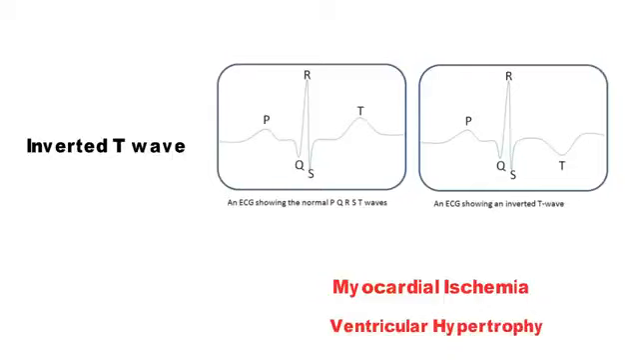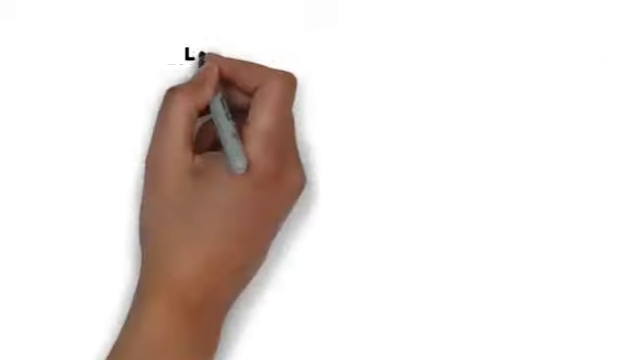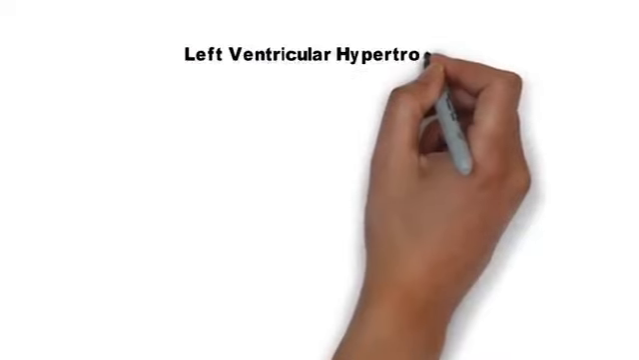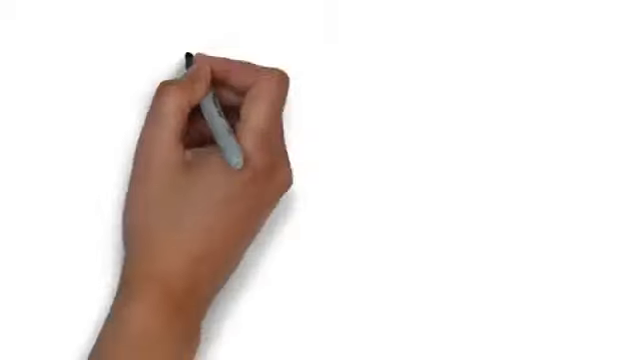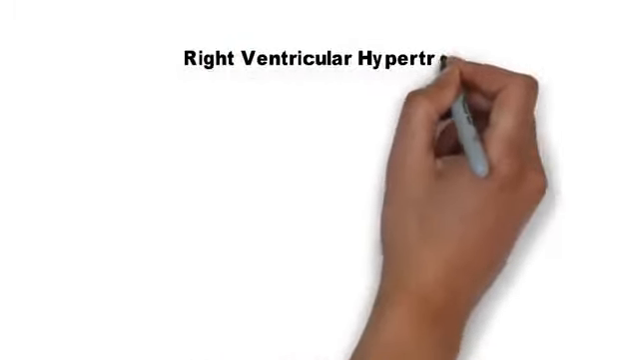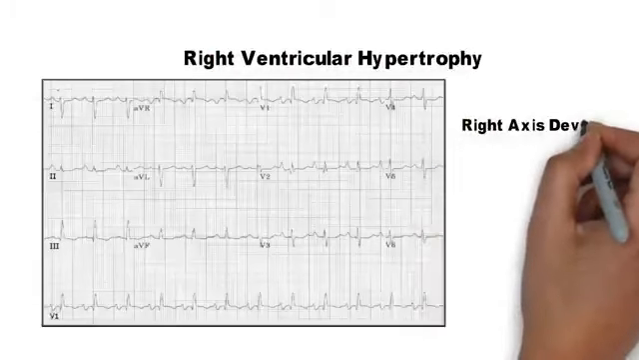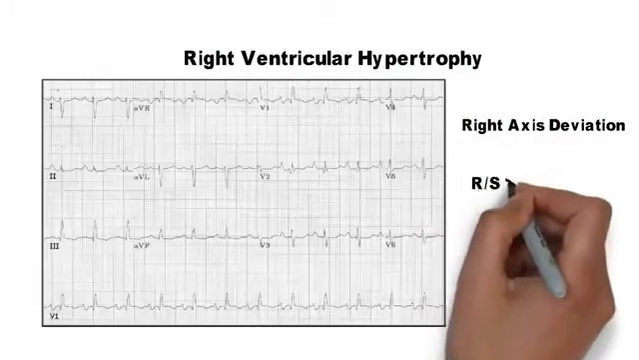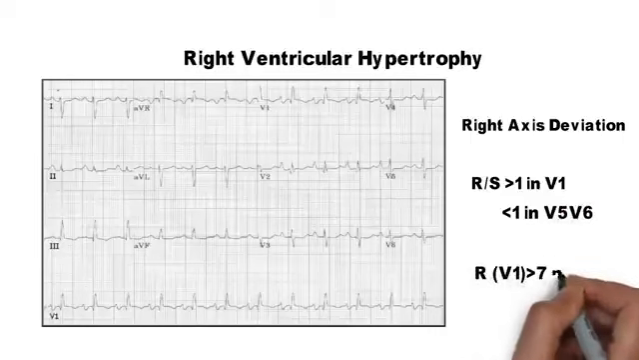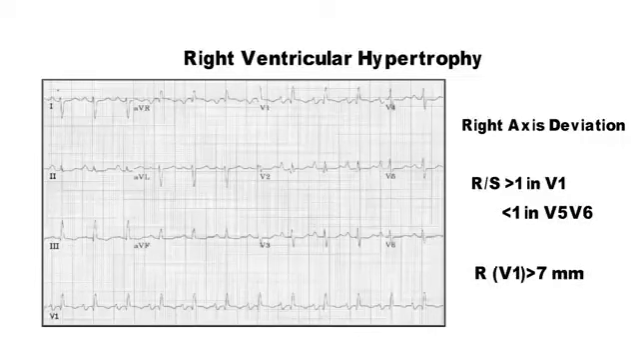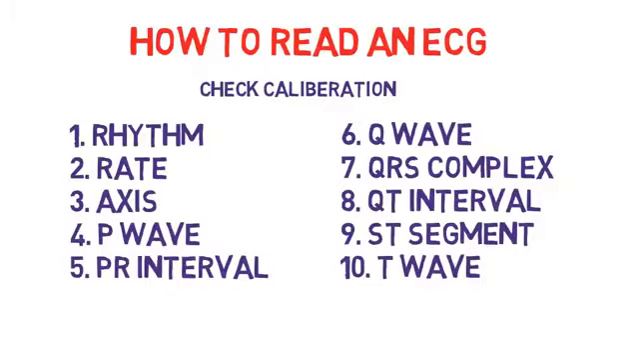Now let's discuss how the ECG looks in hypertrophy. In left ventricular hypertrophy, add the deepest S wave in V1 or V2 with the tallest R wave in V5 or V6; if more than 35 mm, then LVH is present. Whereas in right ventricular hypertrophy, there will be right axis deviation, R by S ratio more than 1 in V1 and less than or equal to 1 in V5 or V6, and also R wave in V1 is more than 7 mm. This is the simplest criteria to detect RVH.